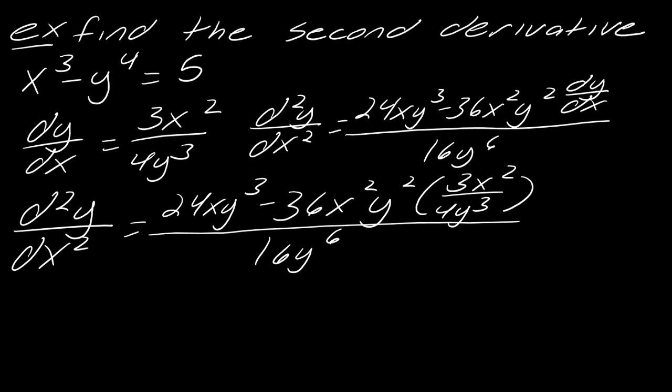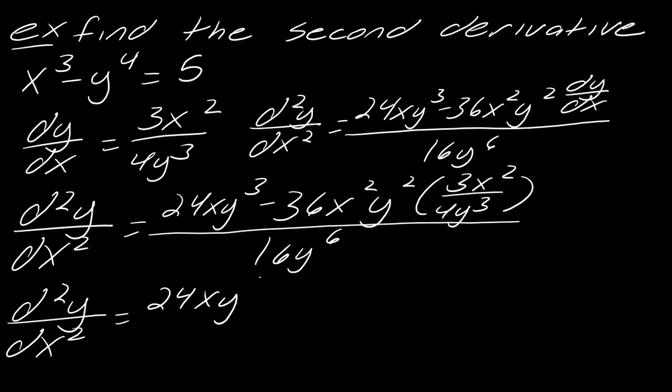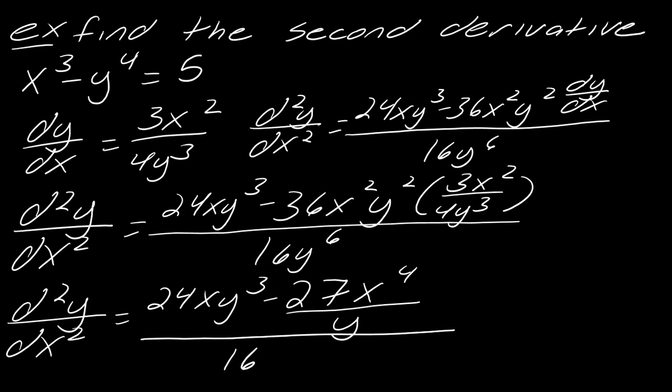So now I want to simplify again. This will be d squared y over dx squared, which is 24xy cubed minus, so let's see, 36 divided by 4 is 9, and then 9 times 3 is 27, so this will be 27x to the 4th, and it's really all of this over y, and then all of this divided by 16y to the 6th.